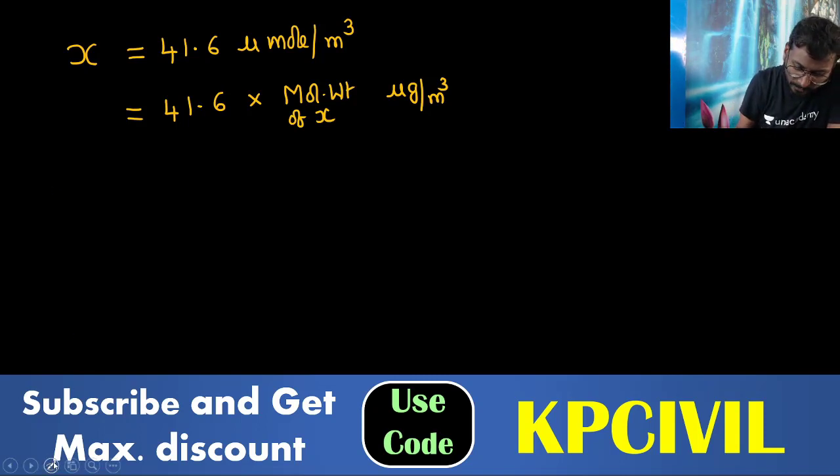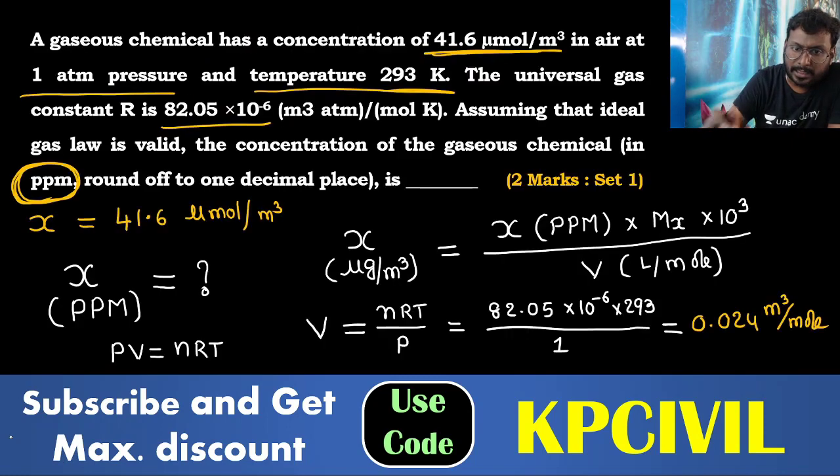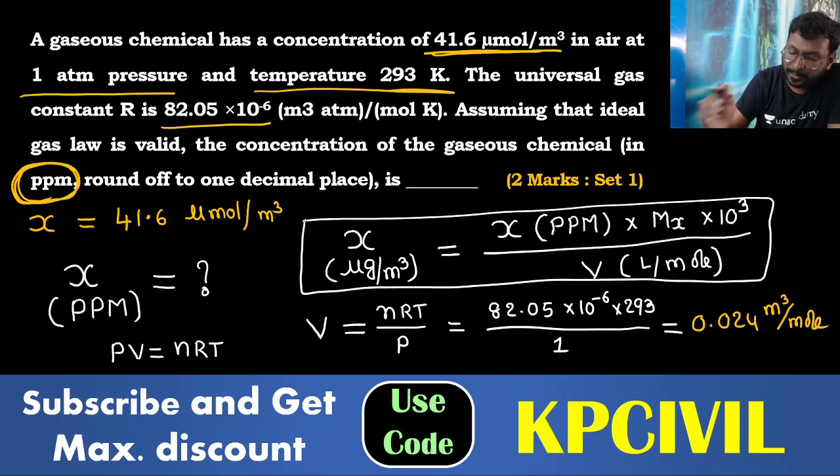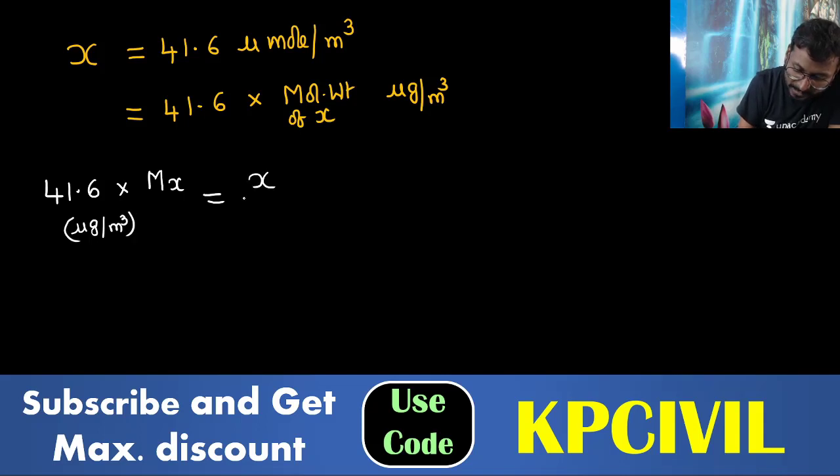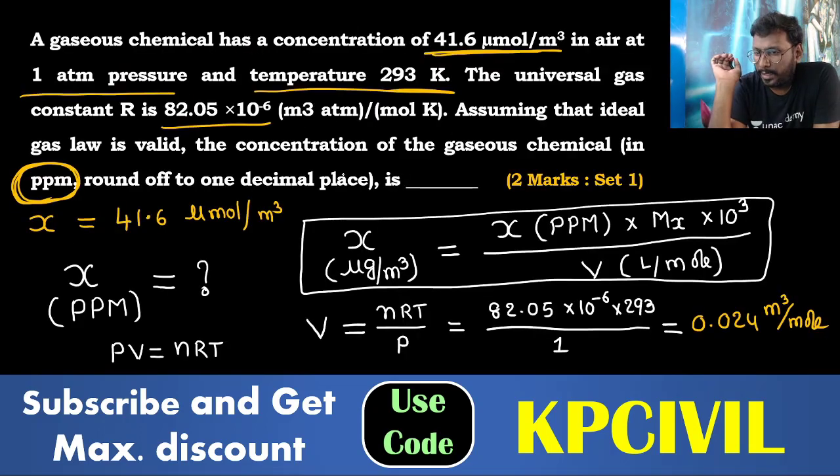We'll equalize now. According to our first formula, we'll take this formula, X in microgram per meter cube. You can take this now. So 41.6 into molecular weight of X, which is in microgram per meter cube, is equalized with X in ppm, parts per million, into molecular weight of X into 1000 by volume, 0.024 meter cube per mole.